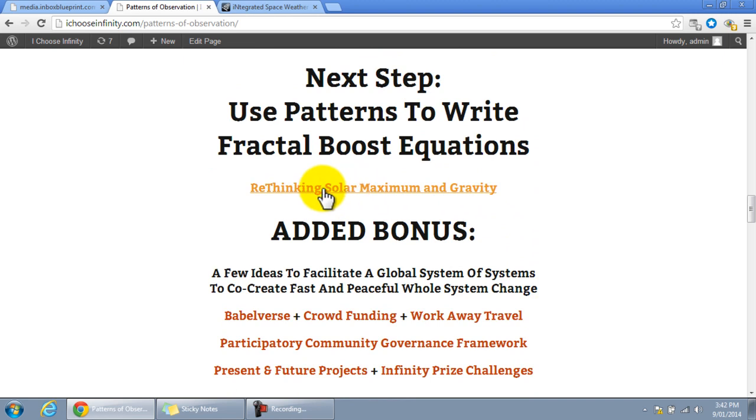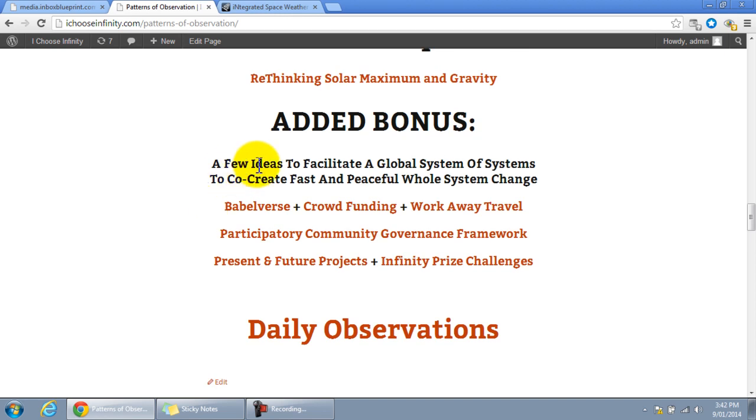This is rethinking solar maximum and gravity after some recent high pressure and low pressure studies with matter. And here's some added bonuses. A few ideas to facilitate a global system of systems to co-create a fast and peaceful whole system change. Language translation, crowdfunding, workaway travel, that's traveling in exchange for food and accommodation, no money is exchanged. Participatory community governance framework, where the possibility must be explored that we end representative governance and then all participate because we've got the ability to do so and we have the desire to do so.